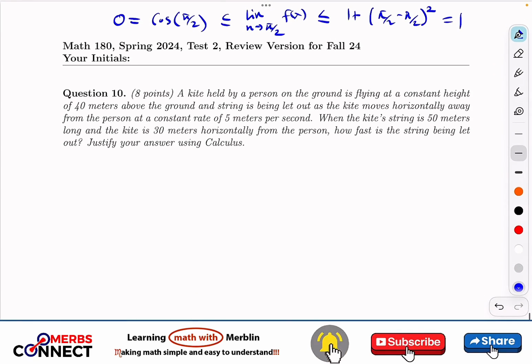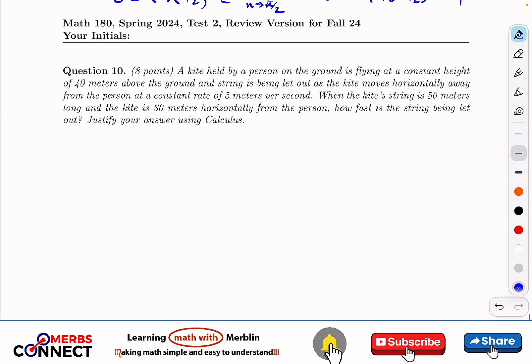Okay, now let's look at the last question, then we are done. A kite held by a person on the ground is flying at a constant height of 10 meters above the ground. The string is being let out as the kite moves horizontally away from the person at a constant rate of 5 meters per second. When the kite string is 50 meters long, the kite is 30 meters horizontally from the person. How fast is the string being let out?